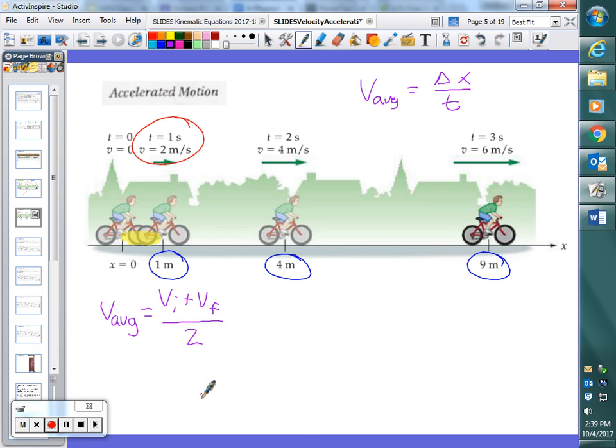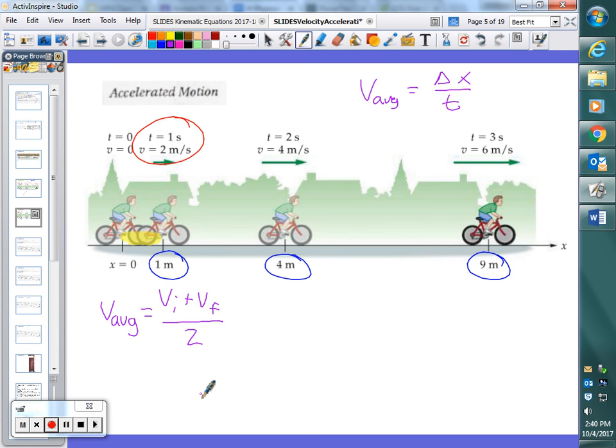If we know the initial velocity during some interval, and we know the final velocity during that interval, we can figure out the average just by adding the two of them together and dividing by 2. Good? You okay with that? So, how does that get us to 1 meter?